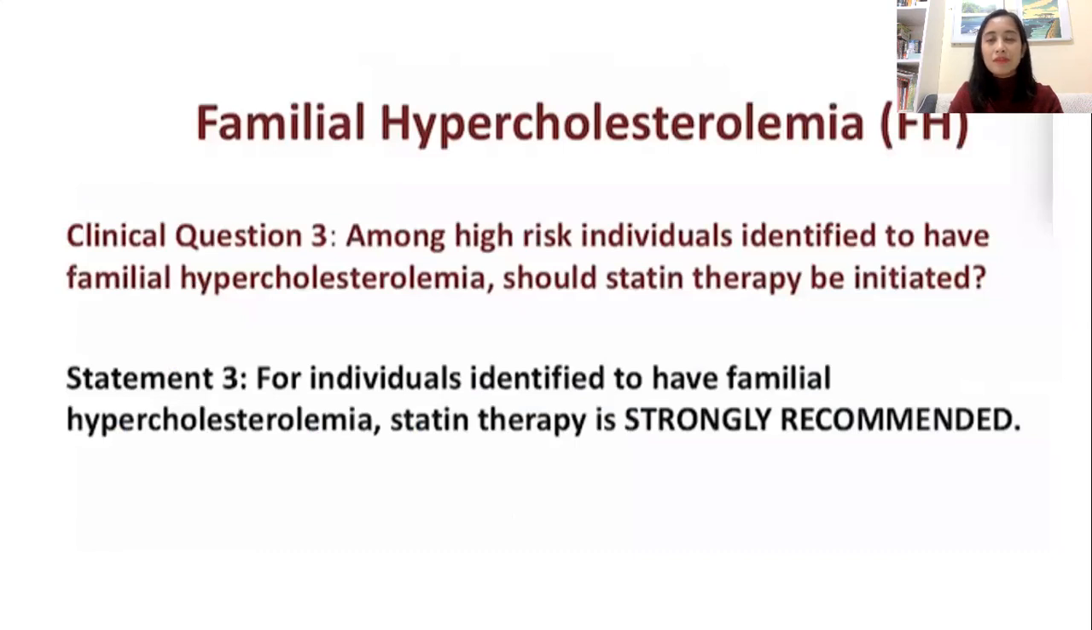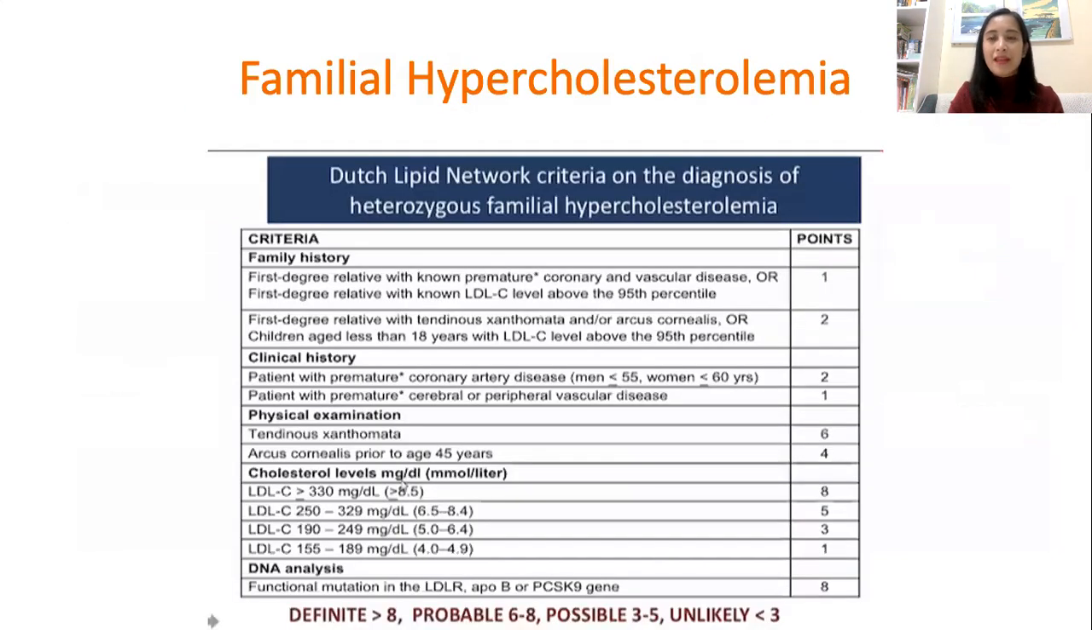Okay. So we discussed earlier familial hypercholesterolemia. So in patients who are high risk and identified to have FH, should statin therapy be initiated? Of course, yes, this is strongly recommended. And how to detect if your patient has familial hypercholesterolemia? If you suspect your patient to have one, we don't have readily available genetic testing in the Philippines. So they actually developed a scoring system that you can use if you suspect your patient to have FH. If the score is more than 8, then you have definite. 6 to 8, you have probable. 3 to 5, possible. Less than 3, unlikely.